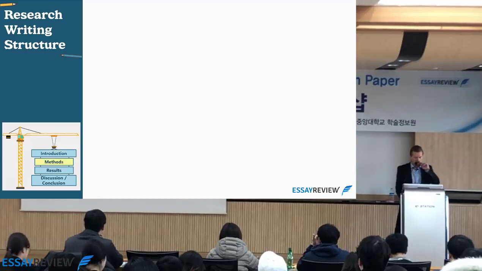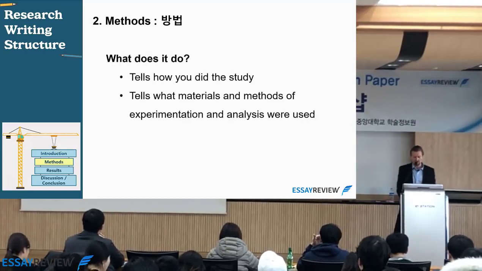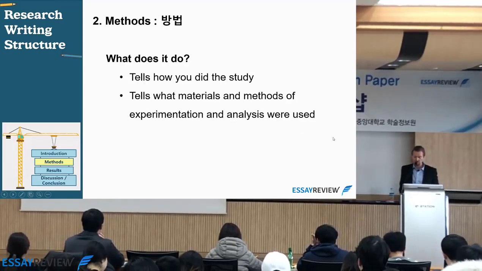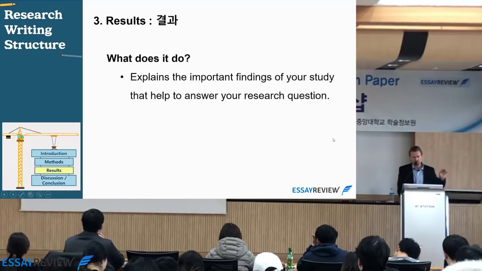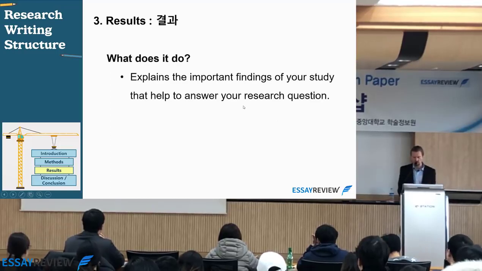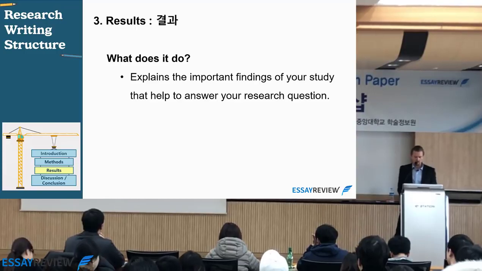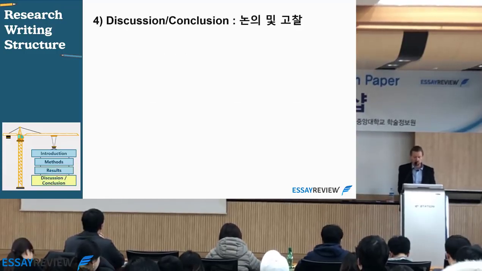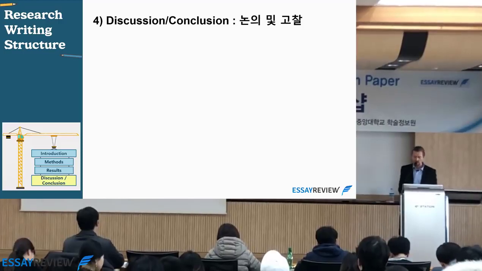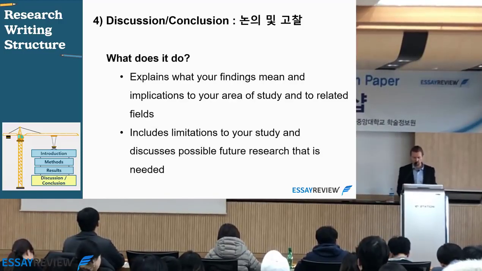Okay, the methods quickly tell us how you did the study and which materials and methods of experimentation, which methods of analysis you used. The results explain the important findings of your study. They do not discuss the importance of the findings. They simply talk about what you found, what your methods found. And finally, the discussion explains what your findings mean, why are they important, and what are the implications for other research. It also can talk about limitations.